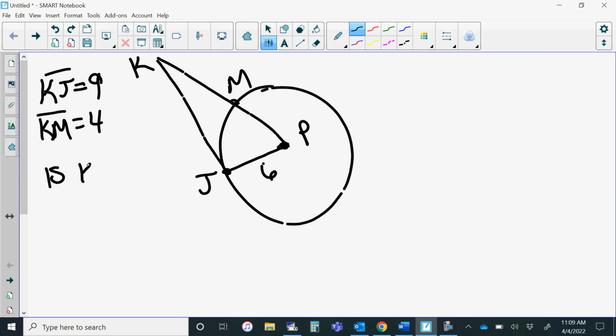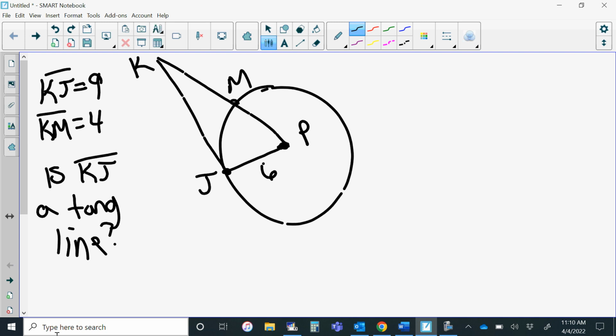Is KJ a tangent line? I am asking that question. I am not telling you that to be true. I am asking, is it a tangent line? So let's start looking at the facts. Let's start laying out things that we know to be true. Okay?